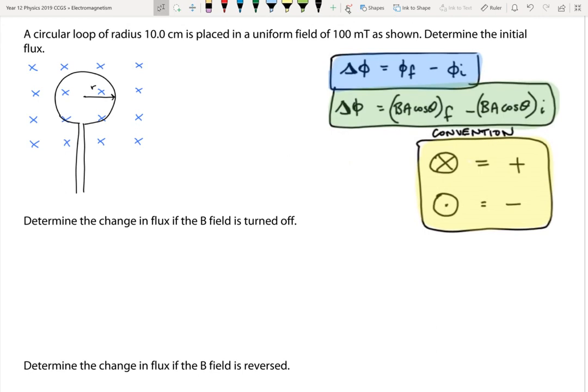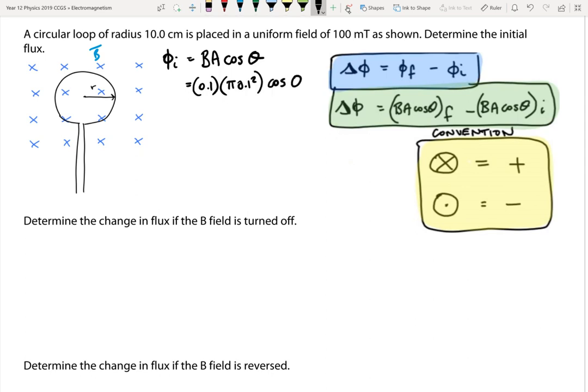A circular loop of radius 10 centimeter is placed in that field, as shown. Determine the initial flux. Okay, so now we've got to set a normal here. Let's say that the normal is in the same direction as the field. I'm going to say that my flux is directed into the field because we're looking at a magnetic field B that's going into the field. All right. B is 0.1. The area of a circle is pi r squared.